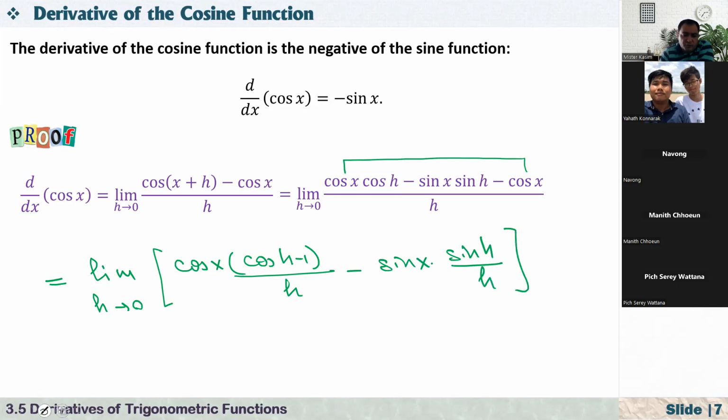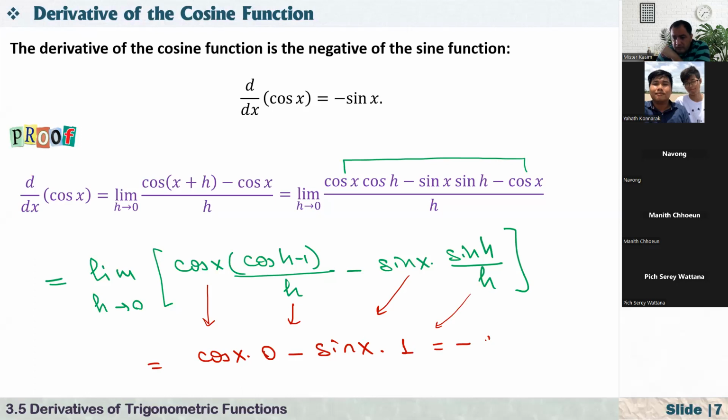Actually, it's similar to the previous one. Now we know how to evaluate these limits. So the limit of this cosine function is equal to cosine of x because it's not dependent on h. And this limit we have just evaluated is equal to 0, minus sine of x, because the limit of this function is sine of x. It's not dependent on h, and the limit of this function is a special one that's equal to 1. Now, if you simplify this, 0 times anything is 0 in the real number system. So the result is minus sine of x.